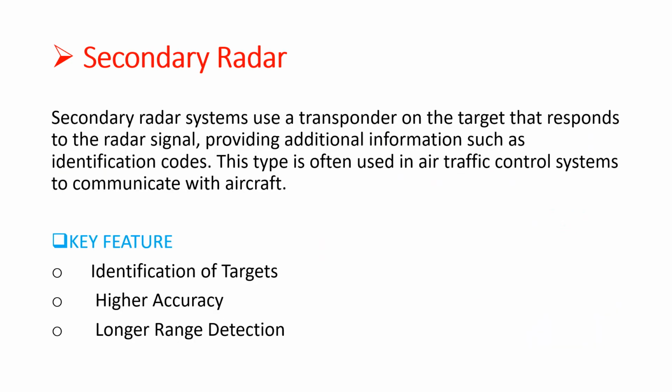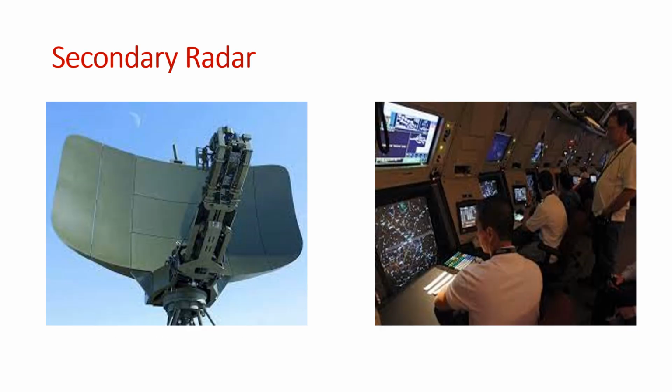The secondary radar system relies on the transponder installed on the target, which replies to the radar signal with additional data such as identification codes. This system is commonly used in air traffic control to communicate with the aircraft. It has key features like identifying the targets, higher accuracy, and long range detection. So secondary radar has extensive use in air traffic control and in military purposes. These are used frequently.